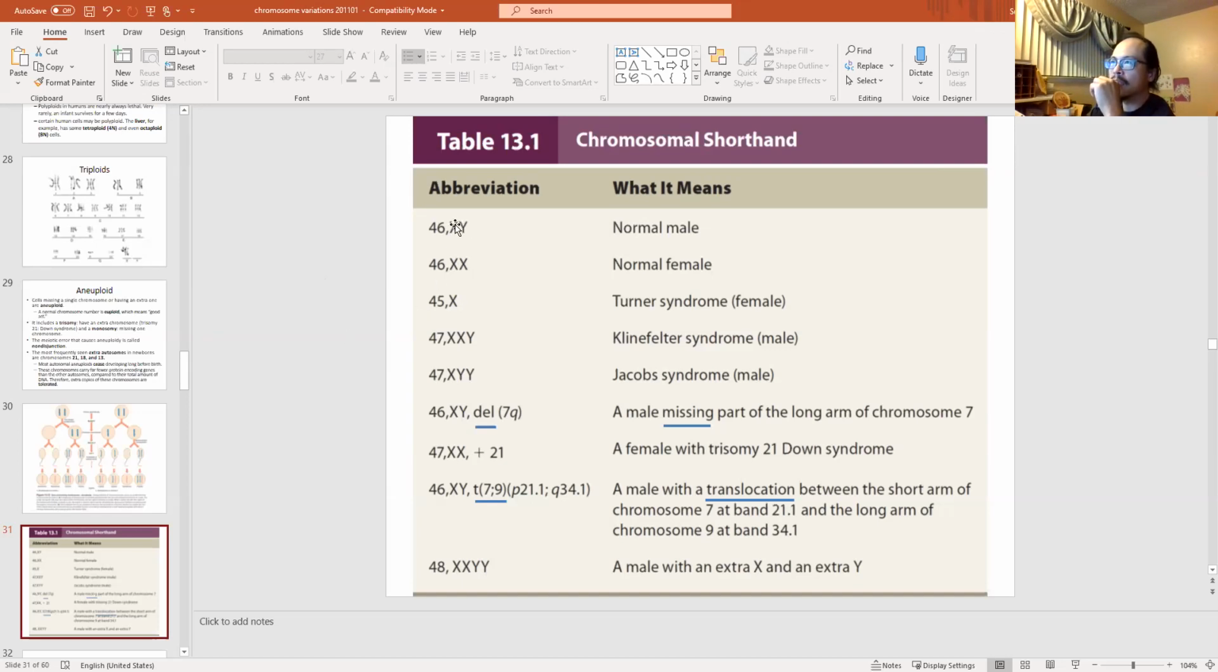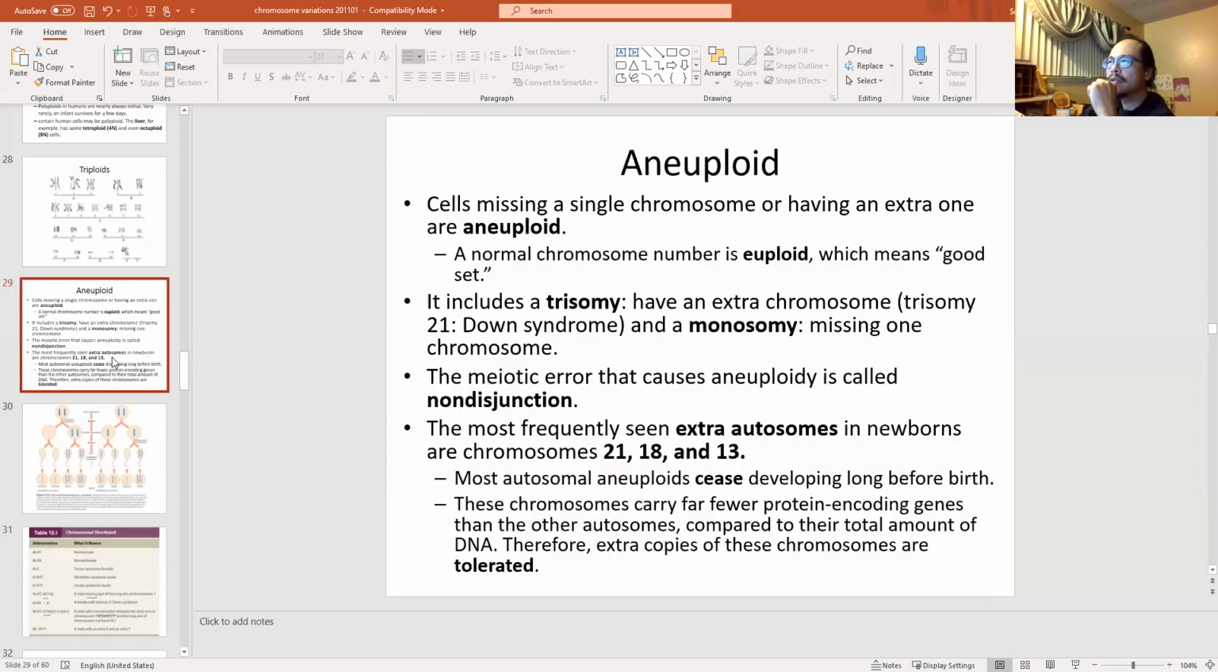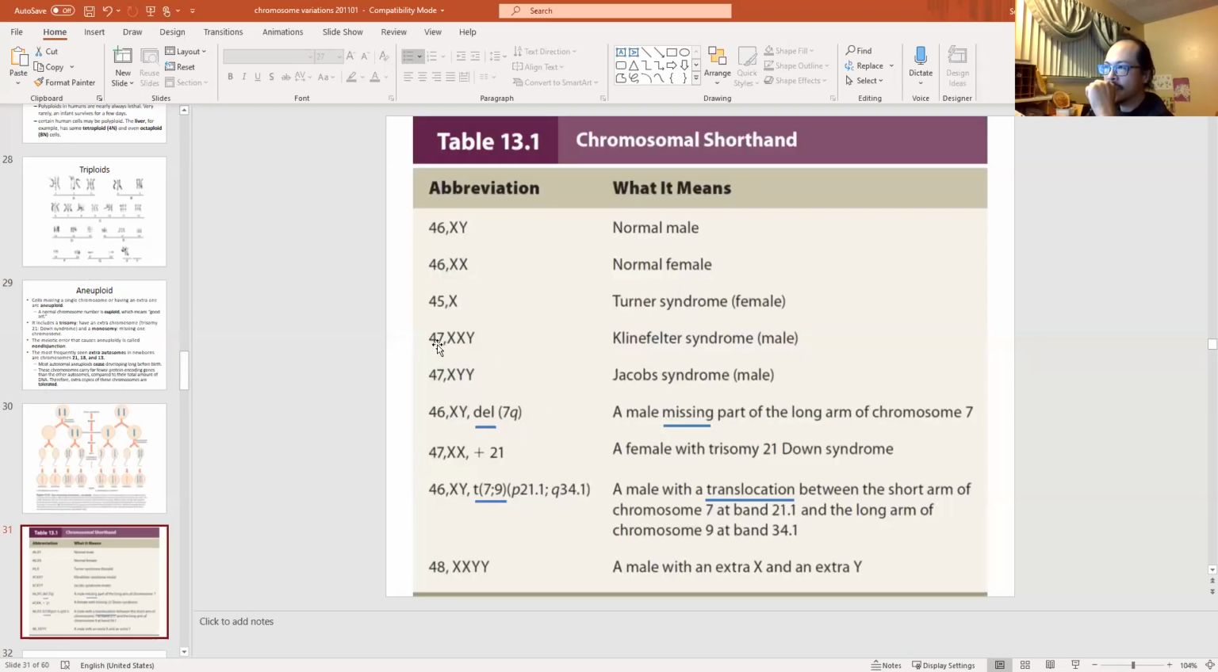Basically, we first put the number of chromosomes. 46 is the typical normal number, 2n. We may have 45. 45 means that one is missed, so this is monosomy. And 47 means trisomy, right?